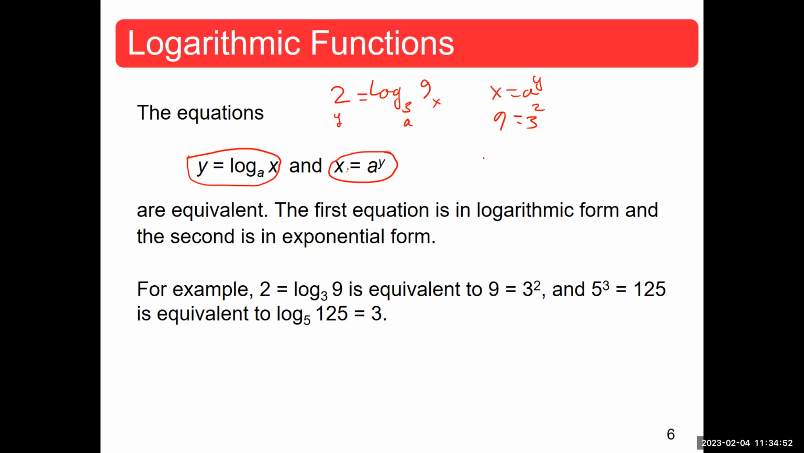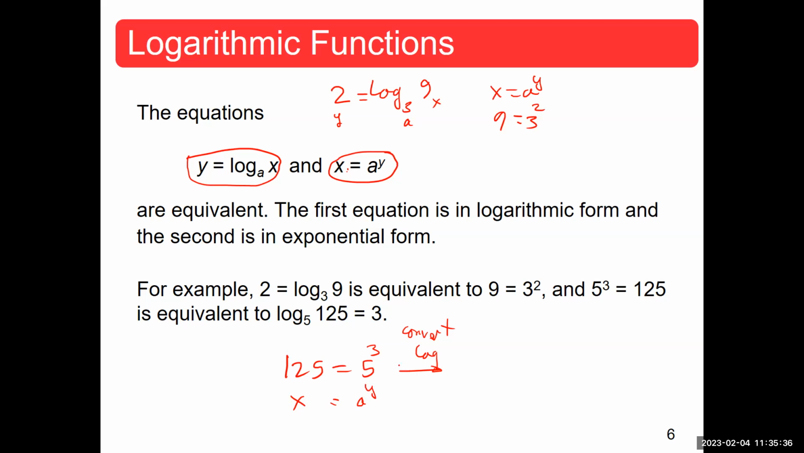If I have another example, 125 equal 5 to power 3. So this is exponential form, because 5 times 5 is 25, times 5 is 125. Convert to logarithmic form. Same thing, what I'm going to do, if I look at the x equal, so this is x equal a to power y.